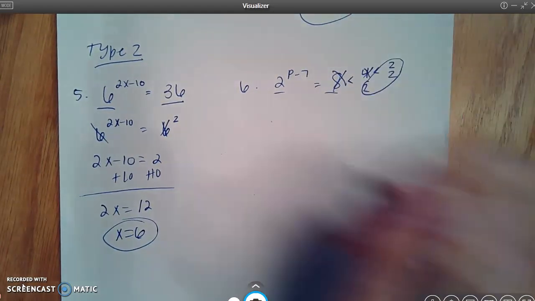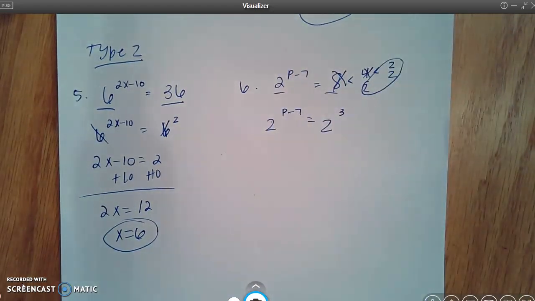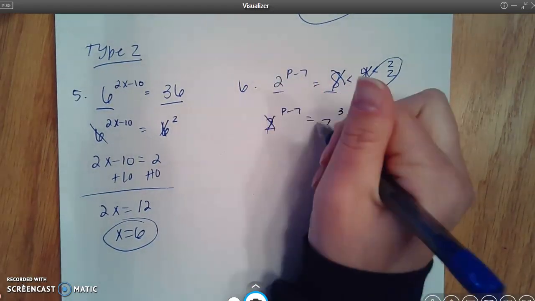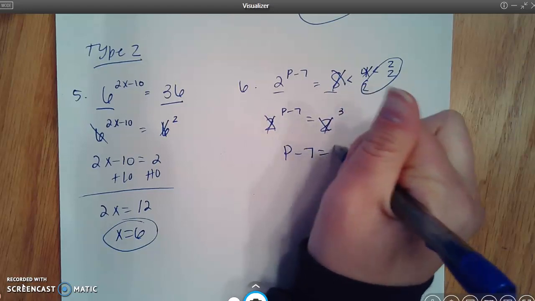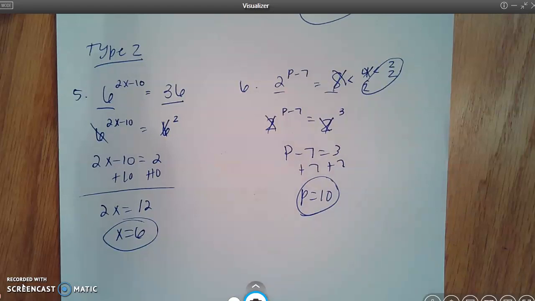So it means I have 3 2's. And now I have a common base. So 8 is the same thing as 2 cubed. My 2's now can cancel out. And I have p minus 7 is equal to 3. Add 7 to both sides. So p will equal 10.